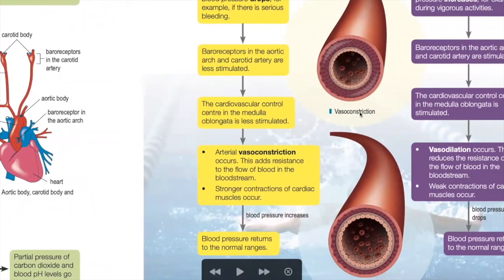Maksudnya vasoconstriction ni maksudnya saluran darah tu, blood vessel dia akan mengecil. Okay, akan mengecil. Ni awak tengok. Vasoconstriction tu maksudnya blood vessel akan mengecil. Mengecut. Okay, this add resistance to the blood flow in the bloodstream and stronger contraction of cardiac muscle occur. Untuk apa kita buat benda macam ni? Untuk menaikkan blood pressure. Sebab blood pressure kita kan rendah kat sini. So in order to make blood pressure increase, vasoconstriction will happen. So the blood pressure return to a normal range.